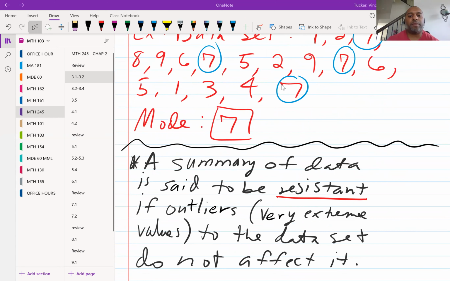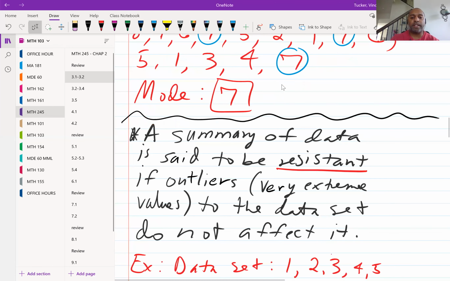Okay, so next statement: a summary of data is said to be resistant if outliers, and if you went through your definitions already, and I think we talked about it last week as well, outliers are very extreme values, very, very large or very, very small in comparison to your data set. So if outliers in the data set do not affect it. We'll get an example of what that means in a second. We're giving you a chance to write it out. So a summary of data is said to be resistant if outliers do not affect it.